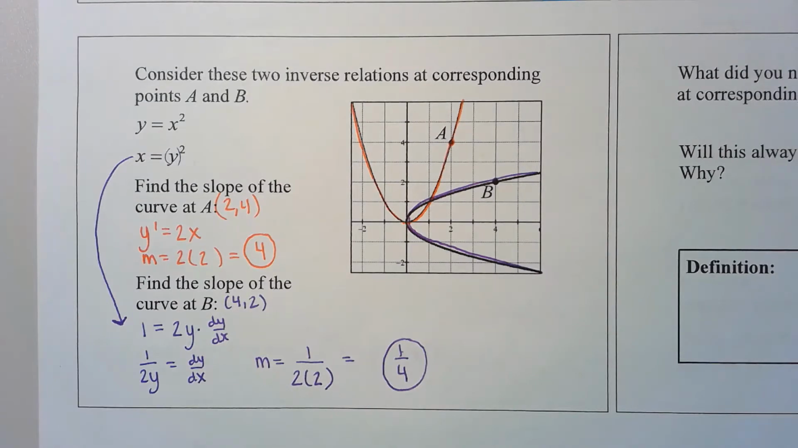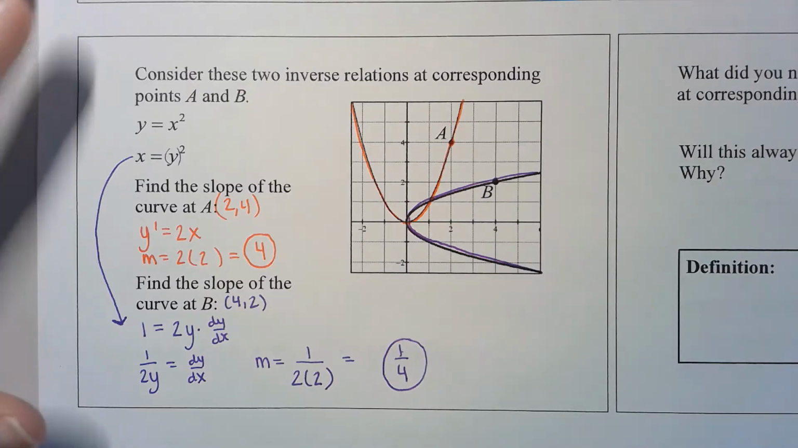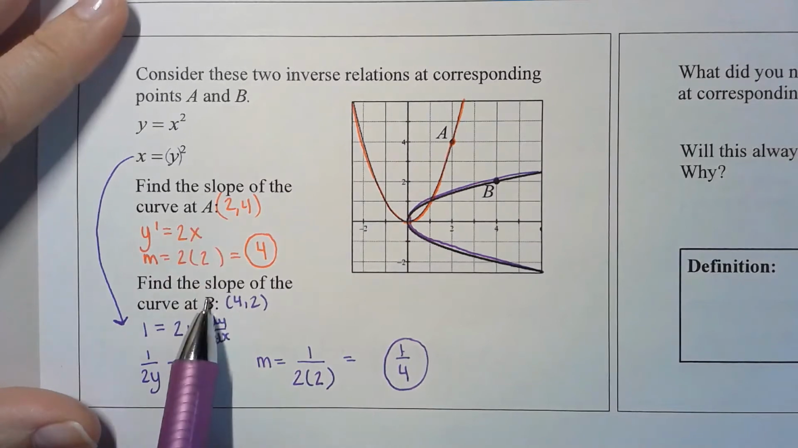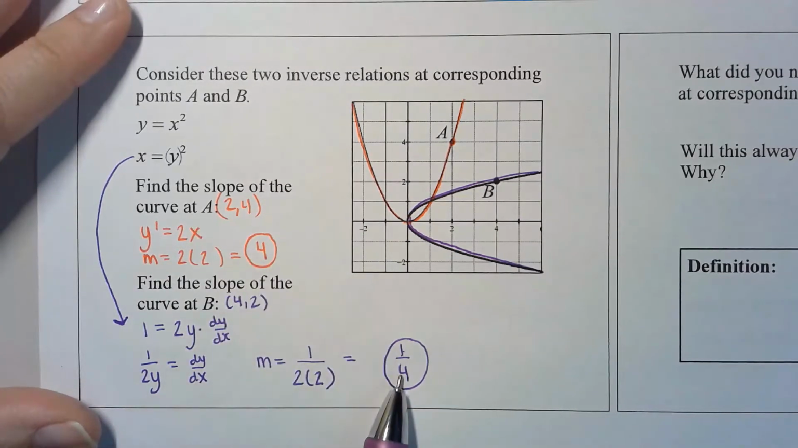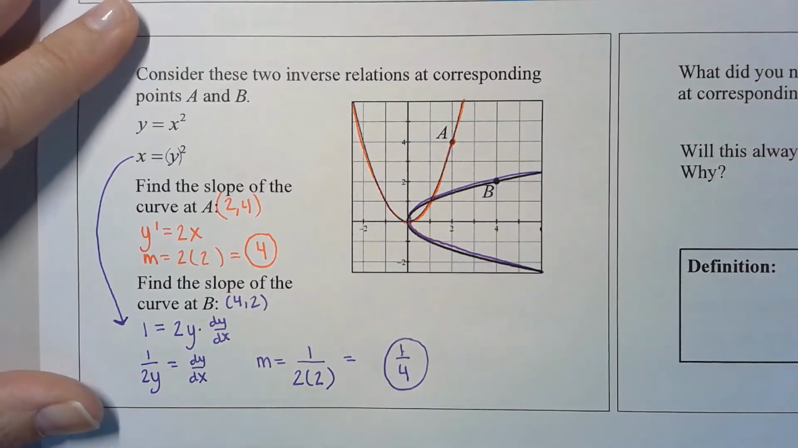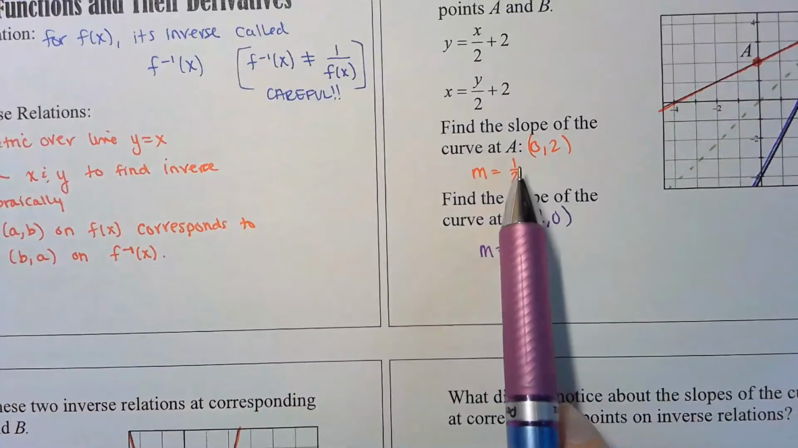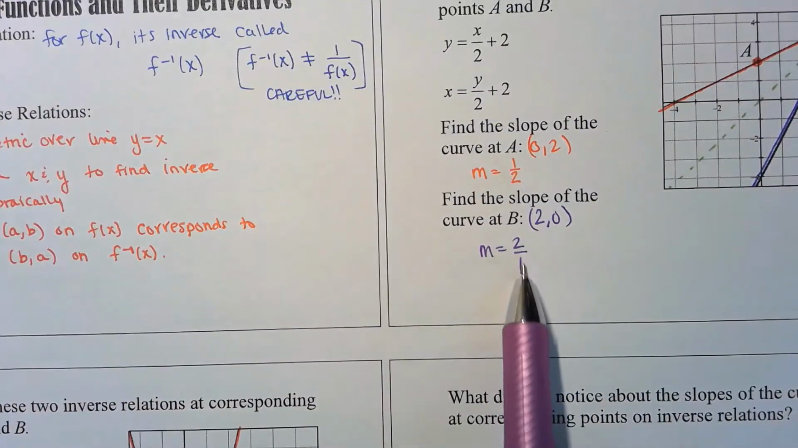So when we go to the next slide, it's going to say, what did you notice about the slopes of the curves at corresponding points? All right, well, let's look at these. Here's corresponding points A and B. The slope was 4, the slope was 1/4. Excuse me. Come up here. The slope was 1/2, the slope was 2 over 1.